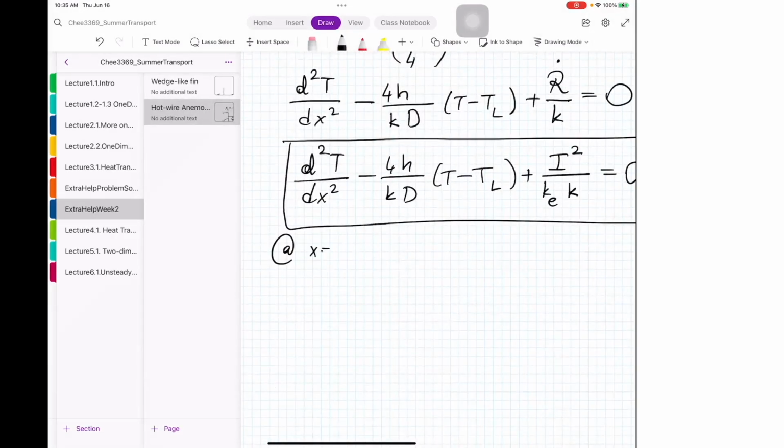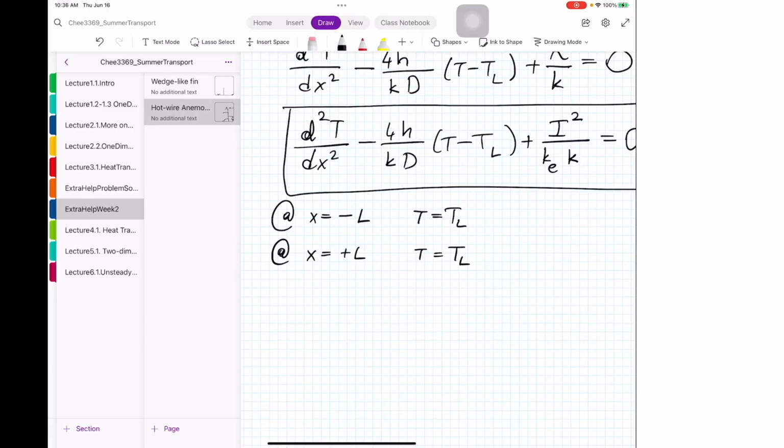At x is equal to minus L, the temperature is equal to TL. At x is equal to plus L, temperature is equal to TL. Do I have any other boundary conditions? I guess no. And I don't need any more because I just need 2, since this is a second order ordinary differential equation. So I only need 2 boundary conditions. Any boundary condition more than 2 will be redundant.